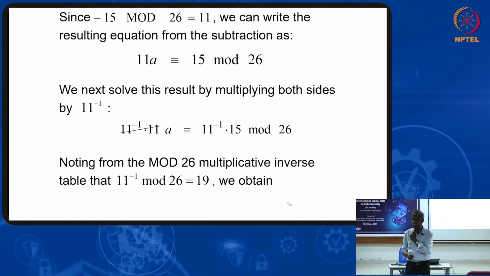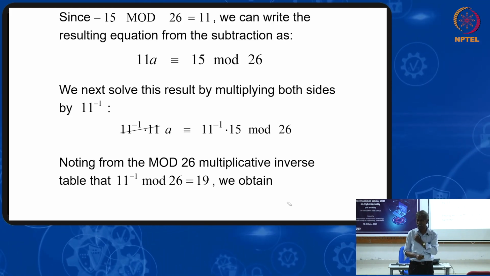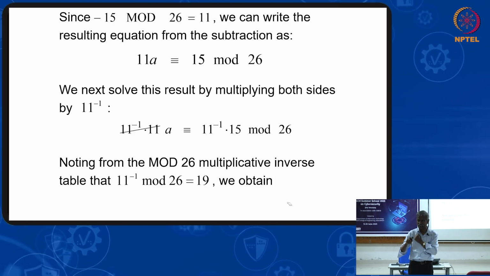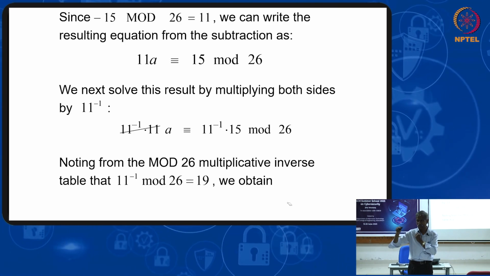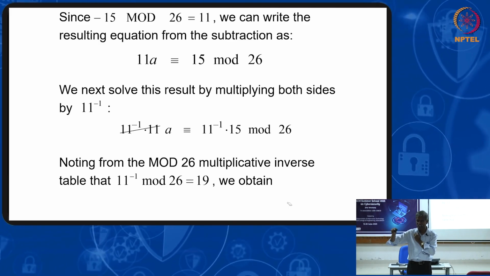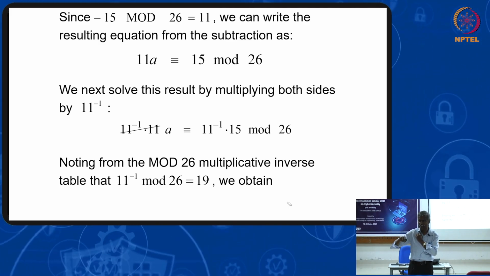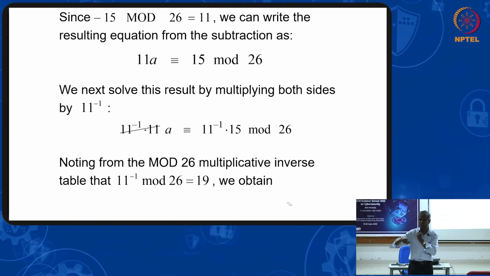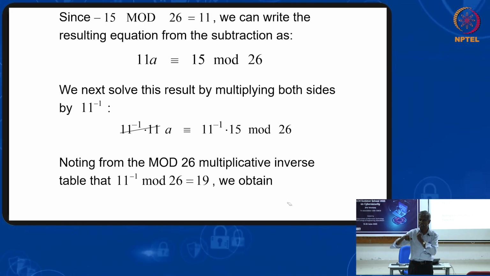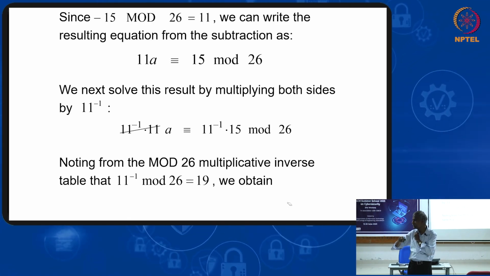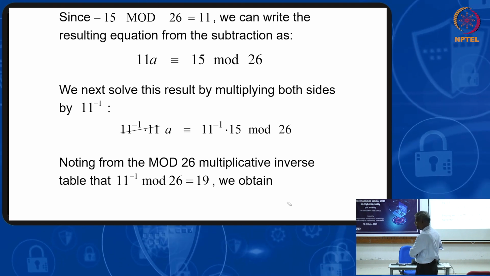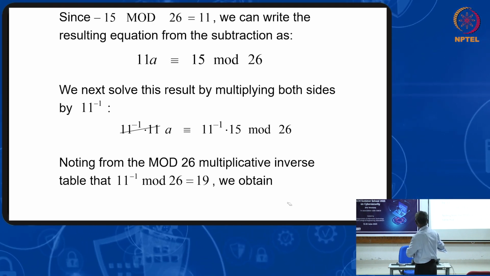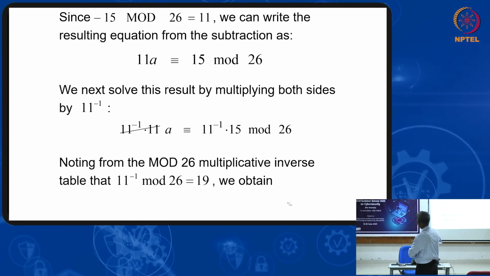I told you how to find the inverse. 11 inverse in mod 26 is 11 into something equal to 1 mod 26. By that, if you take 11 into 19, how much is it coming? 11 into 19 is 209. 209 mod 26 is 1.